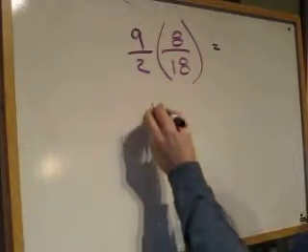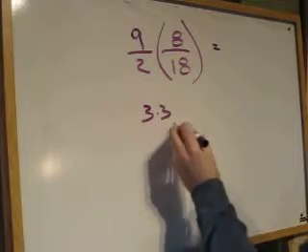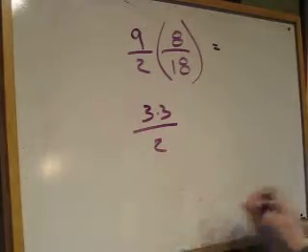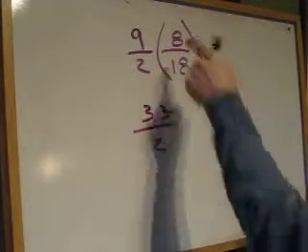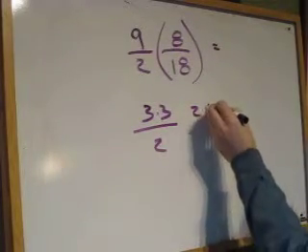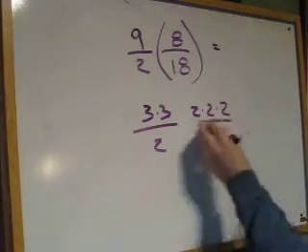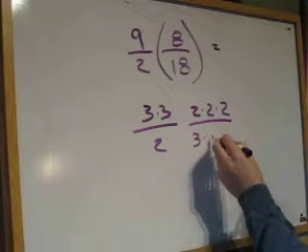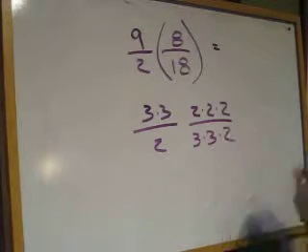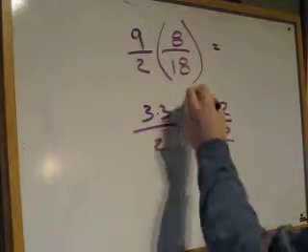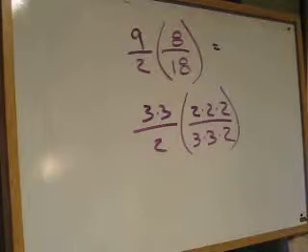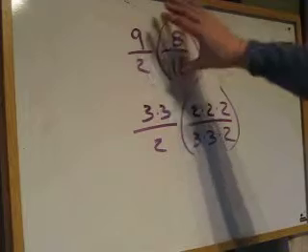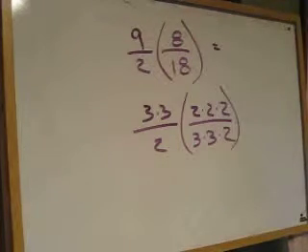So for example, 9 breaks down to 3 times 3. 2 is itself, nothing can be done there. 8 can be broken down to 2 times 2 times 2. 18 can be broken down to 3 times 3 times 2. So all I did, which we can even put the parentheses here if you want to make it look the same as what it was up here. Might be better to do that.